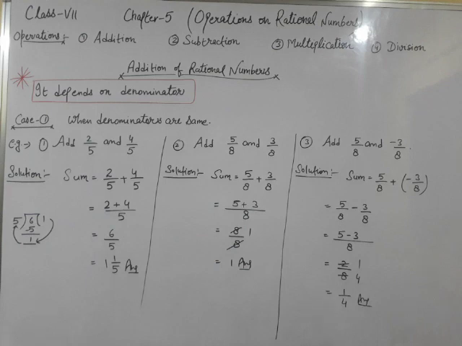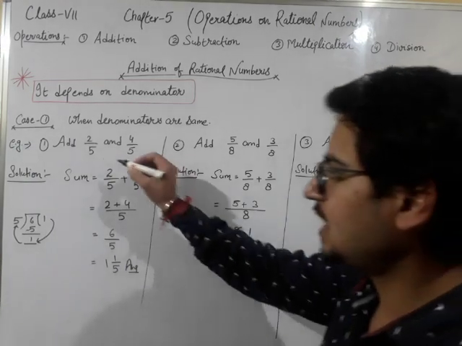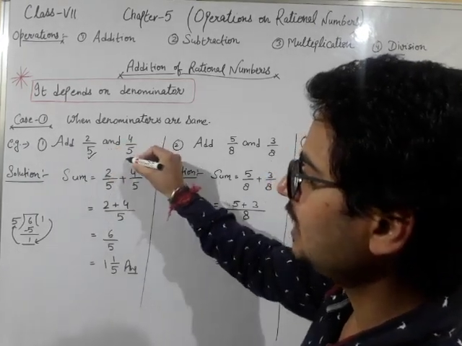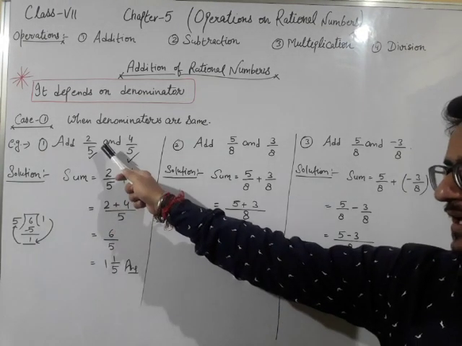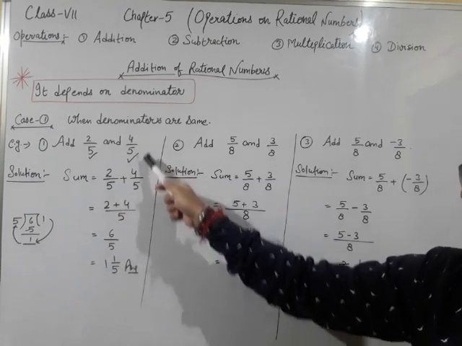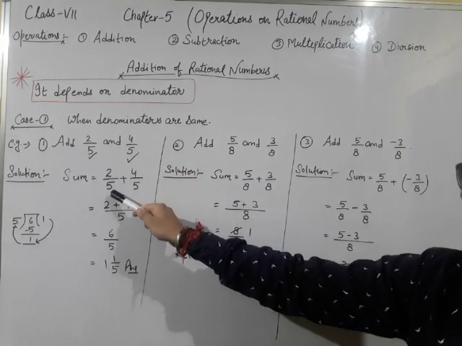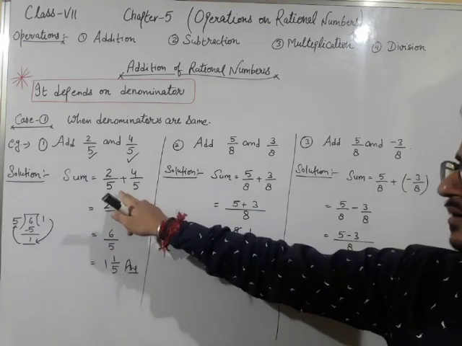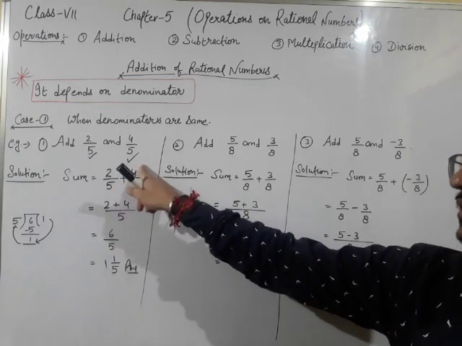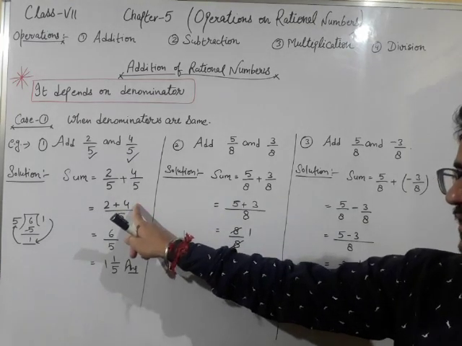For example 1, add 2 by 5 and 4 by 5. Here we can observe that both denominators are equal. 5 is here and 5 is here. In this case, the sum can be obtained by adding 2 by 5 and 4 by 5 because their denominators are equal. So we will add their numerators directly.